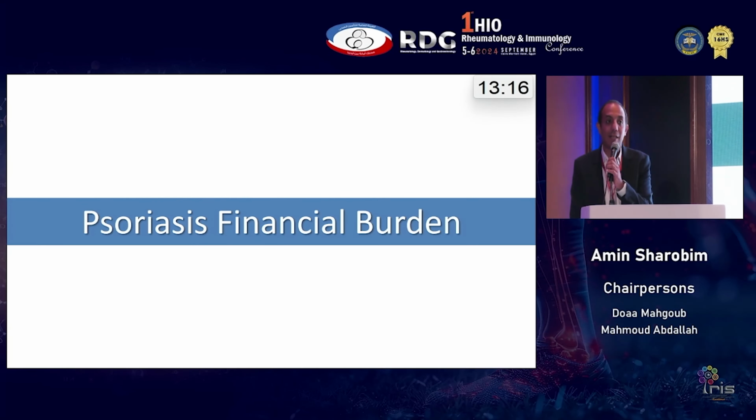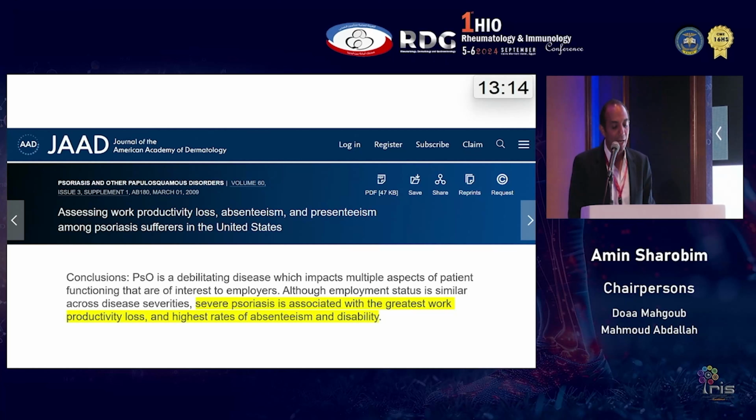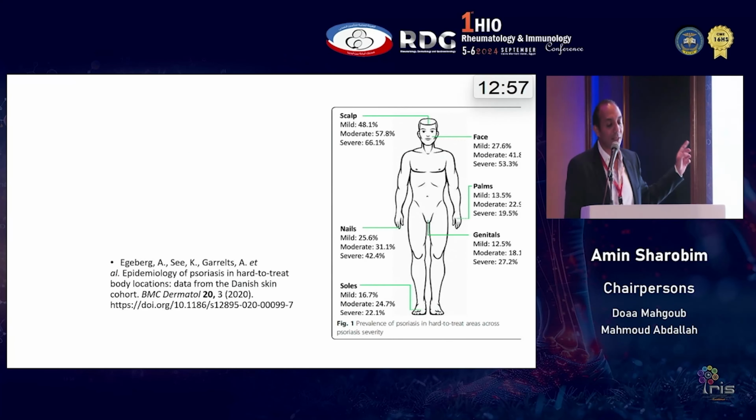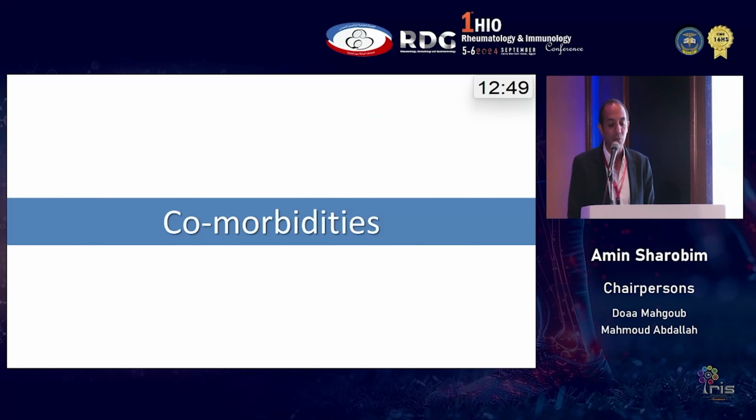Psoriasis also has a financial burden. As we can see, severe psoriasis is associated with the greatest work productivity loss and the highest rate of absence and disabilities. And also the hard-to-treat disease, as Dr. Mahmoud was saying, the body location data from the damaged skin, is associated with a lot of disease burden and financial burden as well.